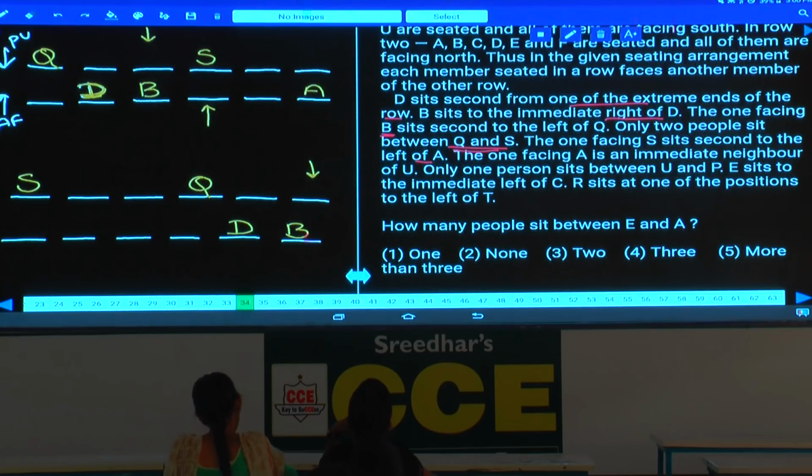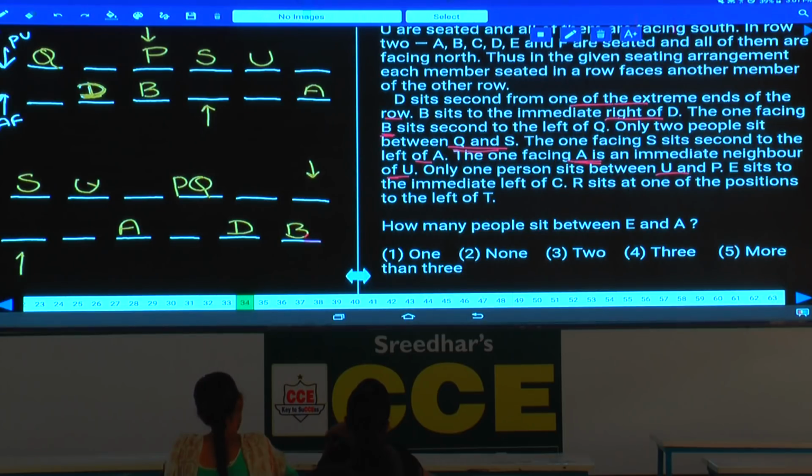The one who is facing S, that is this person, is seated second to the left of A, and A must be here. The one facing A is an immediate neighbor of U, so U must be here. And only one person between U and P. As only one person is between U and P, and U is here, then P will be here, that is opposite to B.